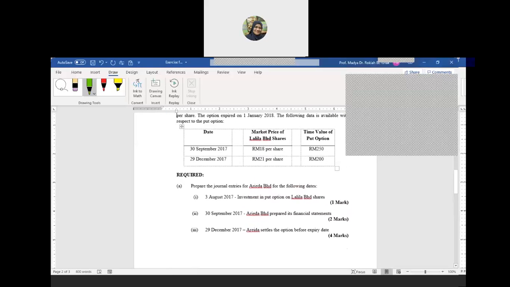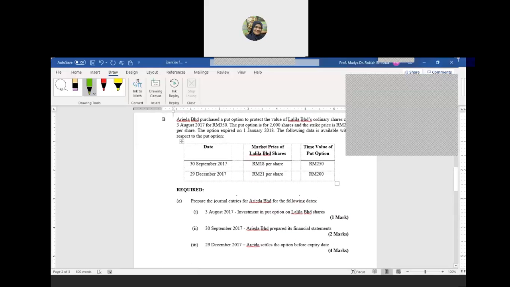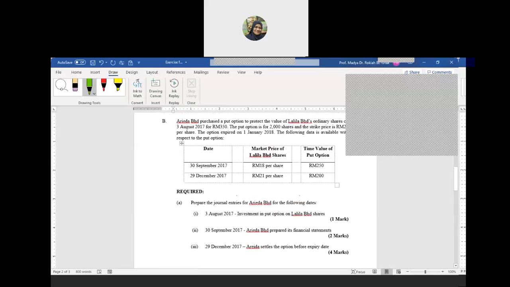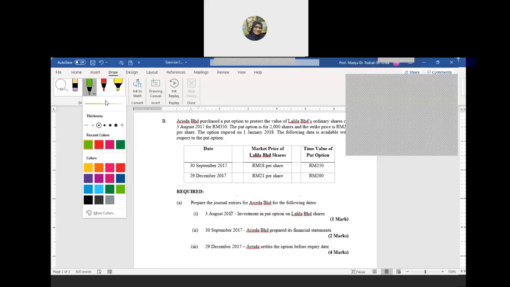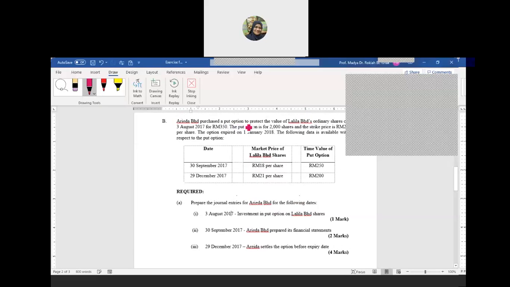Okay, for Arida here, Arida purchased a put option. The put option here is an option to sell. When you purchase the put option, it is an option to sell. Put option, option to sell. So they're going to protect the share price that you have.